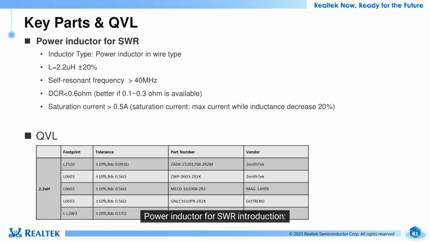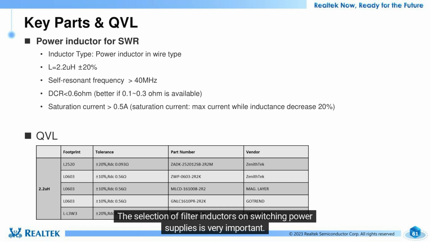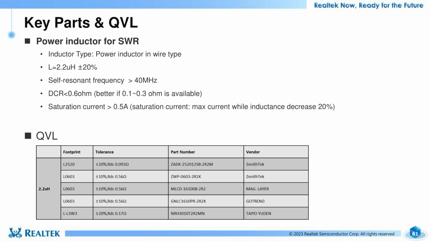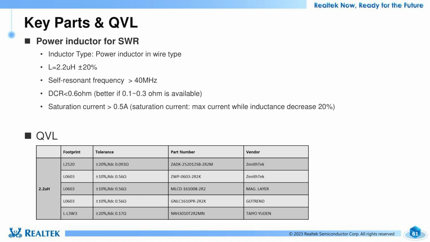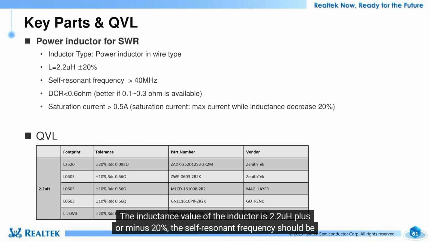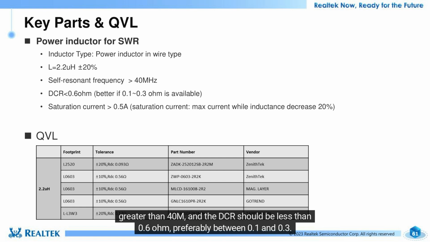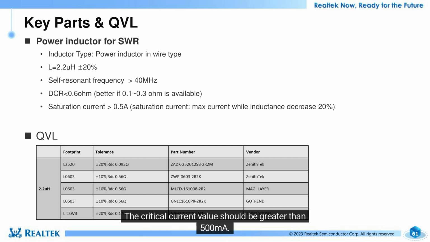Power inductor for SWR introduction. The selection of filter inductors on switching power supplies is very important. It is recommended to use wire-wound inductors. The ISAT of stacked inductors is generally low, so it is not recommended to use them. The inductance value of the inductor is 2.2 microhenries plus or minus 20%. The self-resonant frequency should be greater than 40 M, and the DCR should be less than 0.6 ohm, preferably between 0.1 and 0.3. The critical current value should be greater than 500 milliamperes. Here are the models for reference.